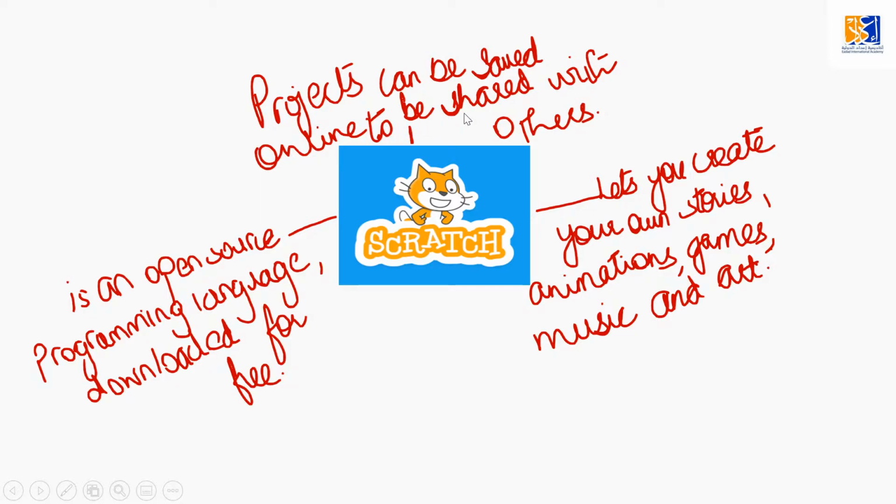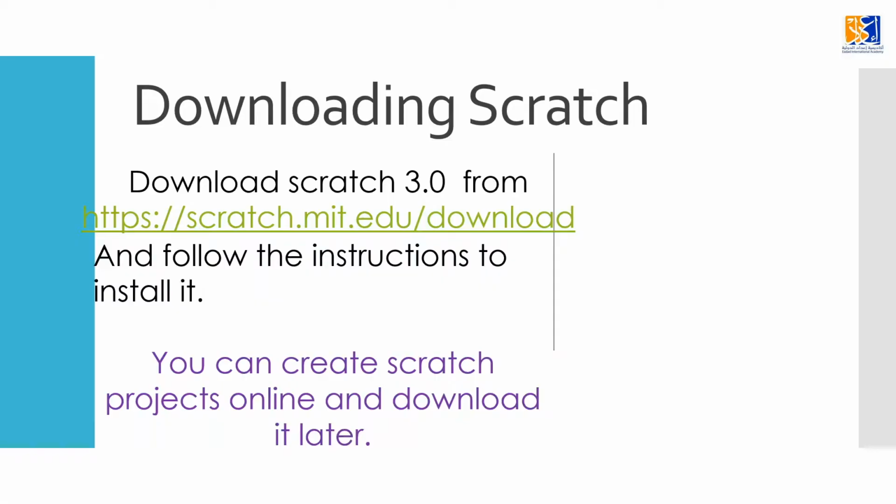As I told you, you can work online also and you can work offline also. To work offline, you have to download Scratch. Okay? Download Scratch 3.0. Before we studied about 2.0, that was the old version. Now we have the new version of Scratch 3.0. Please download this Scratch, the new version, and follow the instructions to install it. Okay, once you have installed your new version of Scratch, you can create your Scratch projects online and download later.